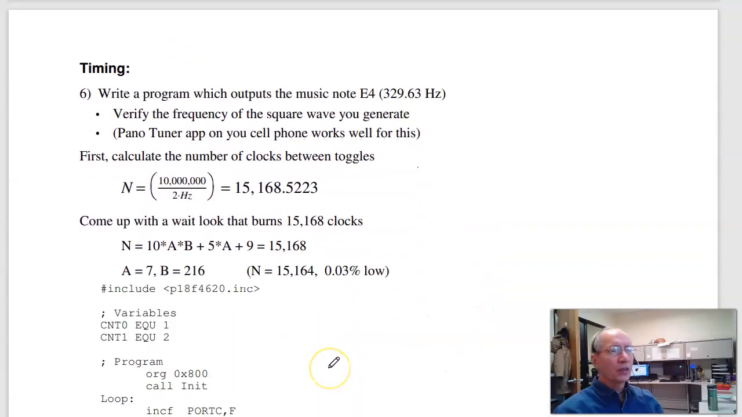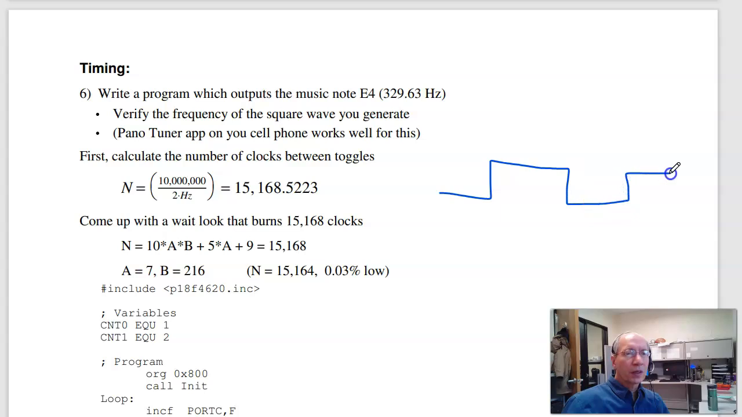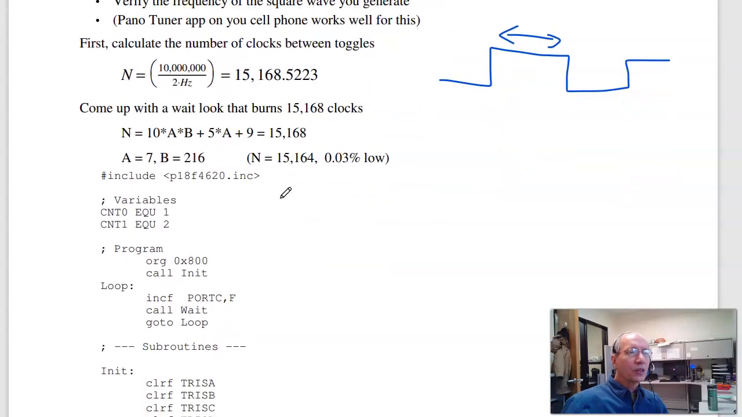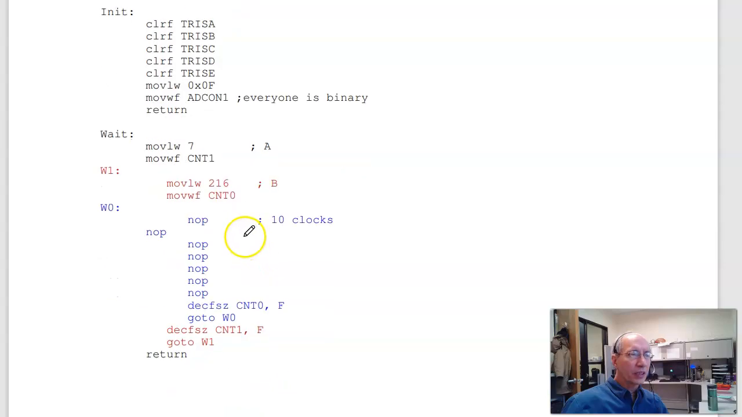Problem 6 looks at timing. Come up with a way to play note E4. That's 329.63 Hertz. Now to do that, I'm just going to toggle a pin, and the time delay between toggles is the number of clocks. That should be 10 million divided by 2 times Hertz. The 2 because there's 2 toggles per cycle. 10 million clocks per second. I want to wait 15,168 clocks. So one way to do that is this loop right here.